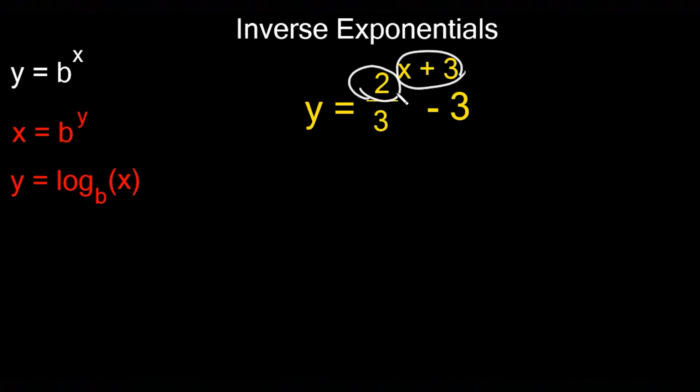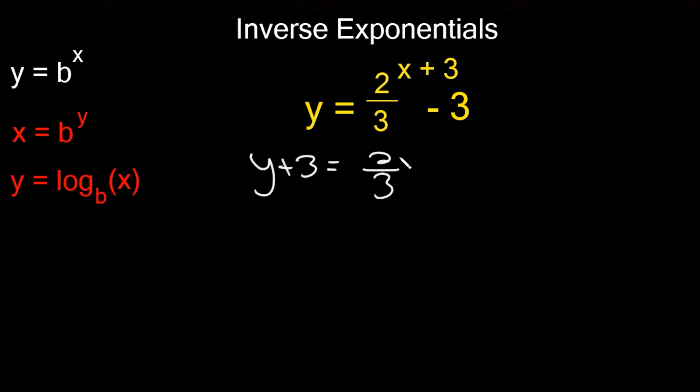So first, we're going to go ahead and add 3 on both sides. So we get y plus 3 equal to 2 over 3. And again, that 2 is to the power of x plus 3. Again, by adding 3, I get rid of the negative 3 right here, right? And now from here, we have to get rid of that denominator of 3.